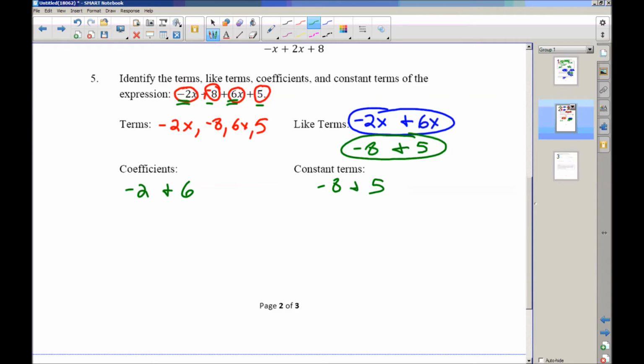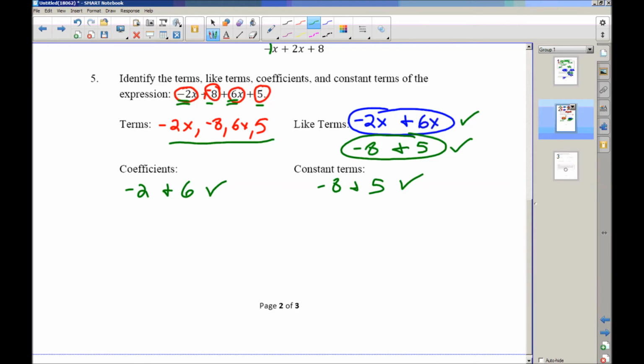Okay? So we had 2 sets of like terms. The blue ones could be added together, and the green ones could be added together. We have 2 constant terms. We have 2 coefficients because we had 2 variable terms. By the way, if the variable has no number in front of it, remember, it always has a 1 there. So up here, this guy's coefficient would be negative 1. Okay, and then we have 4 total terms, the parts separated by add.